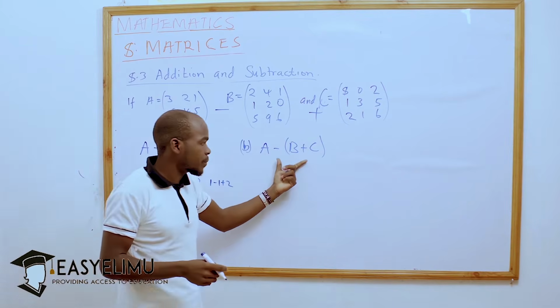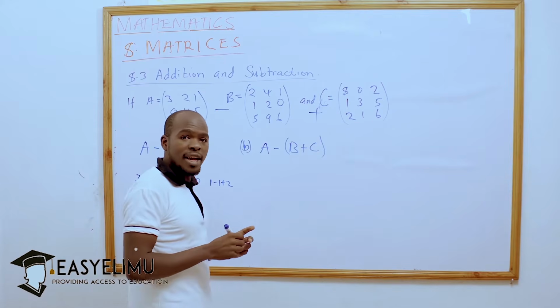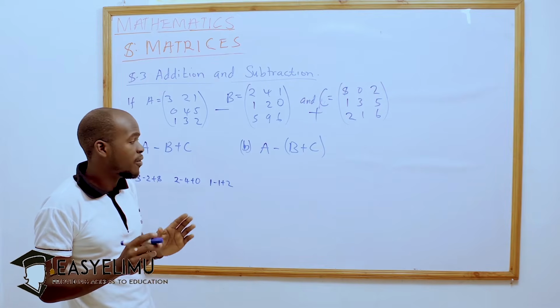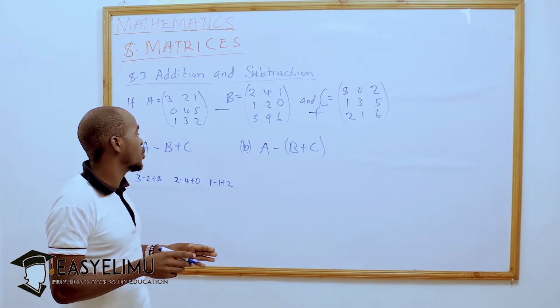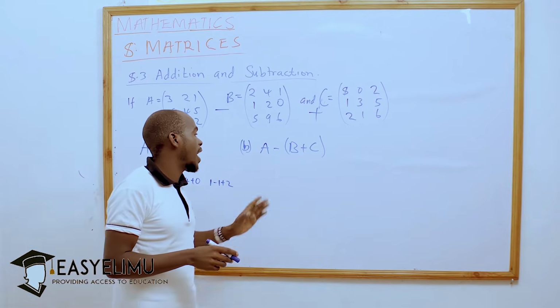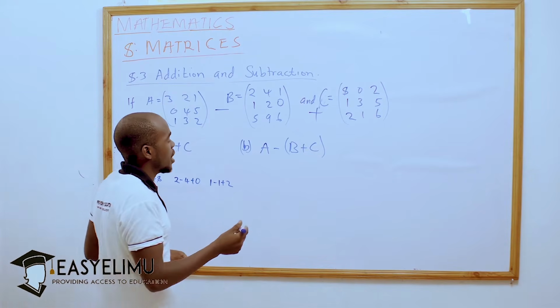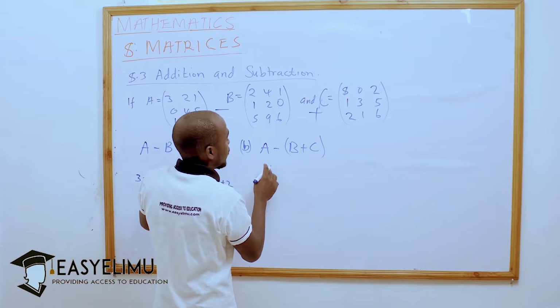As you understand from BODMAS, those which are in brackets are performed first, and then we give the other operations priority after performing them. So whatever we shall do here, you will take that of A, for example.